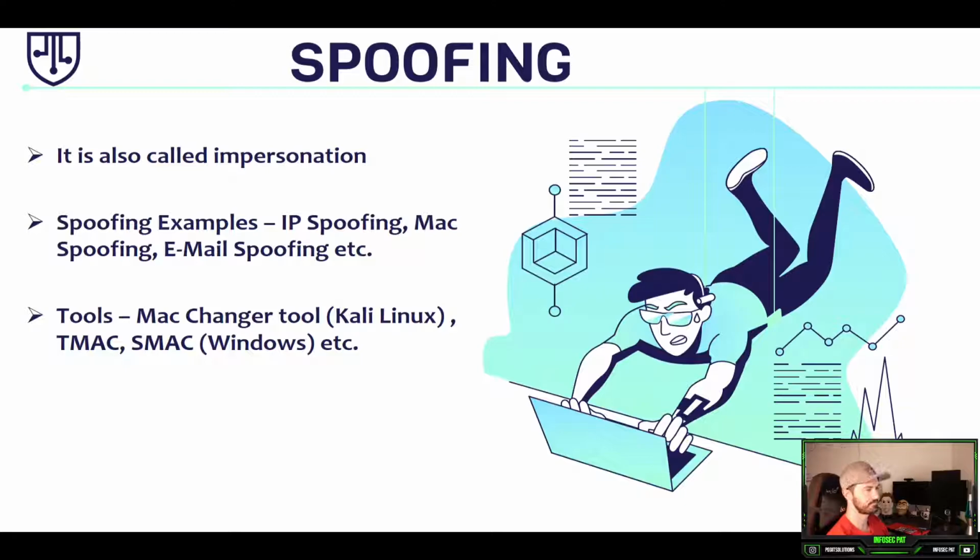And spoofing. Spoofing is also called impersonation. Spoofing examples: you can do IP spoofing, MAC spoofing, email spoofing, just pretending you're pretty much someone else. Some tools you can utilize for that are the MacChanger tool in Kali Linux, and you can use TMAC and SMAC in Windows. We'll use MacChanger in this video today.